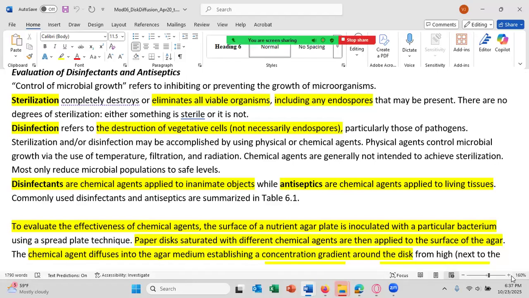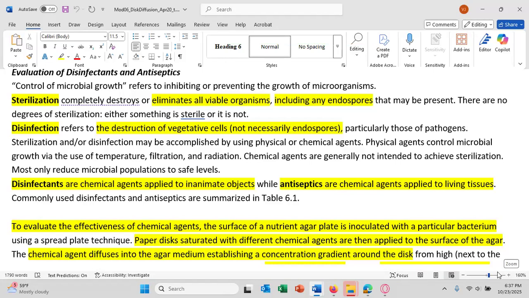Disinfection refers to the destruction of vegetative cells, but not necessarily endospores. When we disinfect a toilet, for example, you're killing the vegetative bacteria, but you are not killing many of the endospores. Disinfectants are chemical agents applied to inanimate objects, while an antiseptic is a chemical agent applied to living tissue.